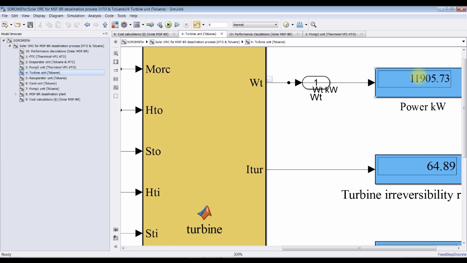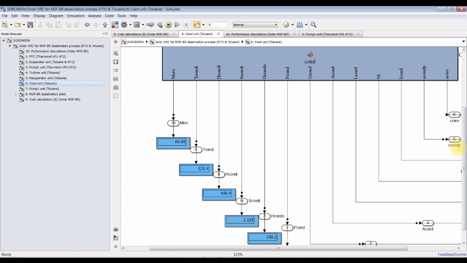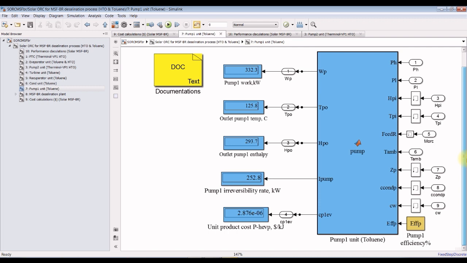This is the recuperator unit, we covered before. Condenser unit: mass flow rate, and the condenser outlet pressure and enthalpy conditions. Pumping unit for the turbine, 300 kilowatts.